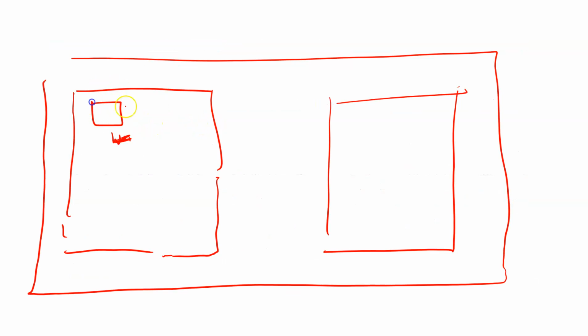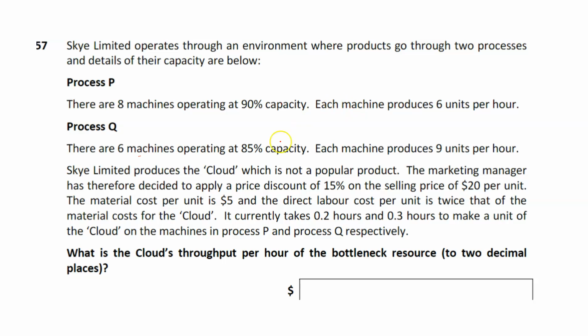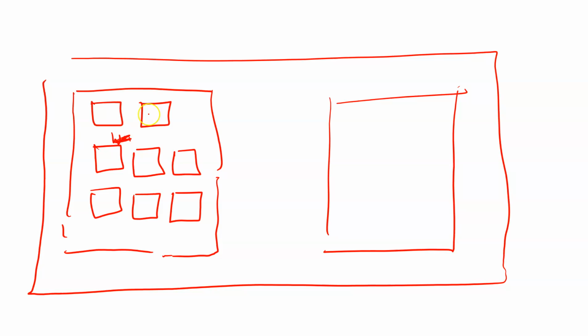So you have 8 machines, 1, 2, 3, 4, 5, 6, 7, 8, and each can technically produce 6 units per hour. So you can have 1, 2, 3, 4, 5, 6 in each machine. You get the drift, I'm sure.